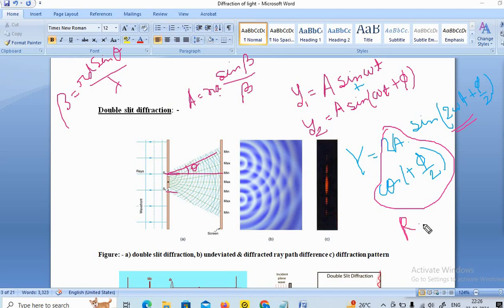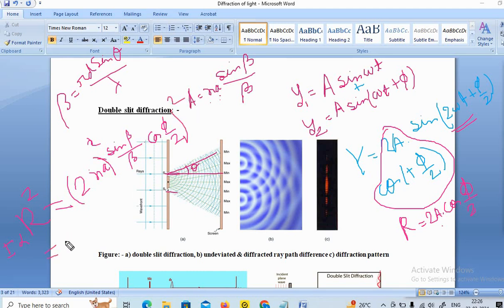Say I am representing it by R. So, R is given as 2 into A cos phi by 2. Now, remember what is A? A is given by N into A sin beta by beta. So, let me just rewrite it here. N into A sin beta by beta into cos phi by 2. This is the resultant amplitude term of the double slit diffraction pattern. So, when you have the resultant amplitude, squaring this will give you the intensity. Squaring all of this stuff.